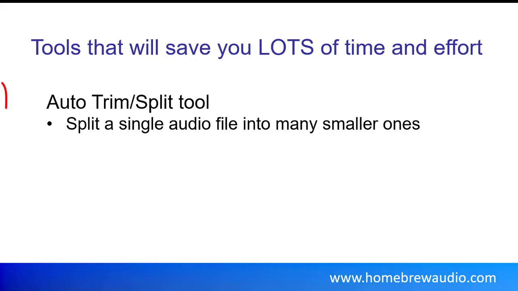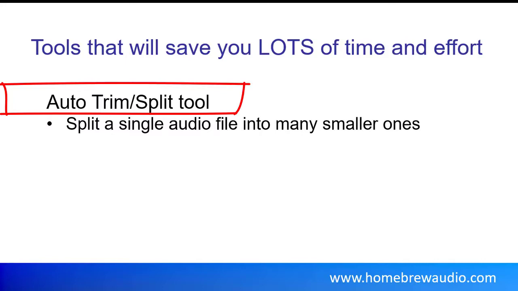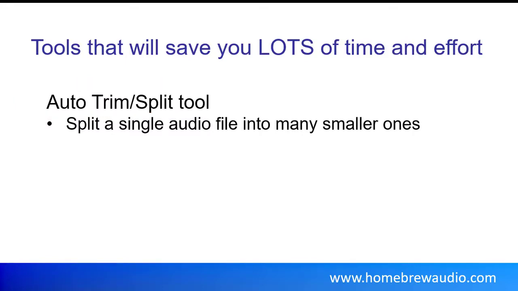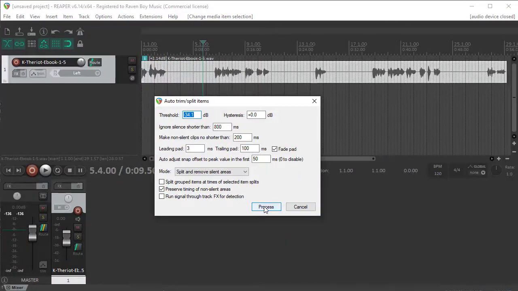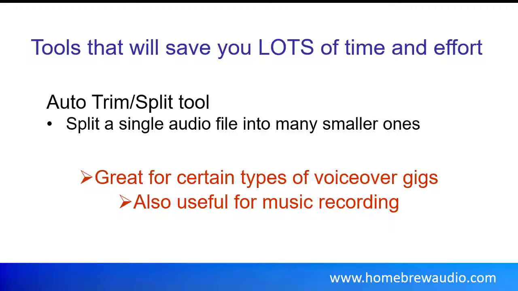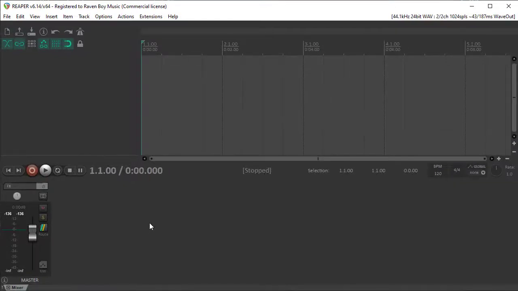The Auto Trim Split tool can automatically slice up a single audio file into multiple smaller files with a single click of a button. This is great for certain types of voiceover gigs and can also be really useful for music recording as well. Let's start by opening Reaper.